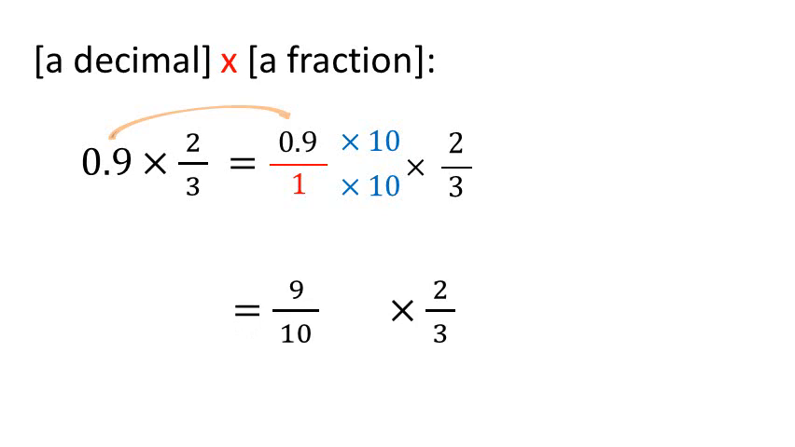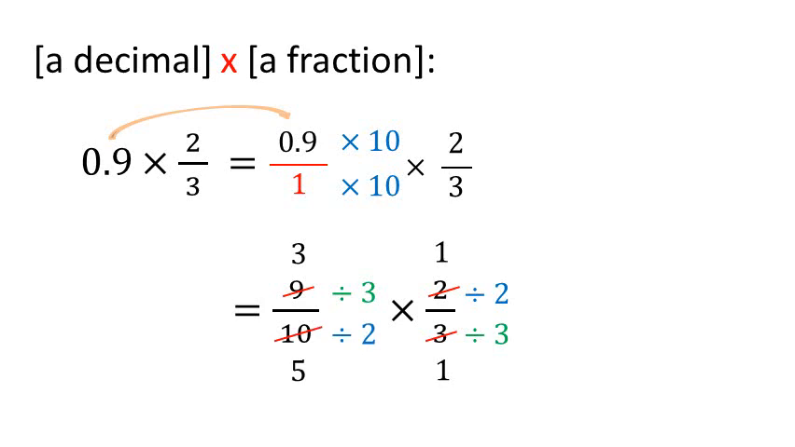Now check the numerators and denominators. We can see that the numerator 9 and the denominator 3 have a common factor of 3. So you can divide 9 by 3 and you get 3. And 3 divided by 3, you get 1. And we can see that the numerator 2 and the denominator 10 have a common factor 2. So you can divide 2 by 2 and you get 1. And 10 divided by 2, you get 5.